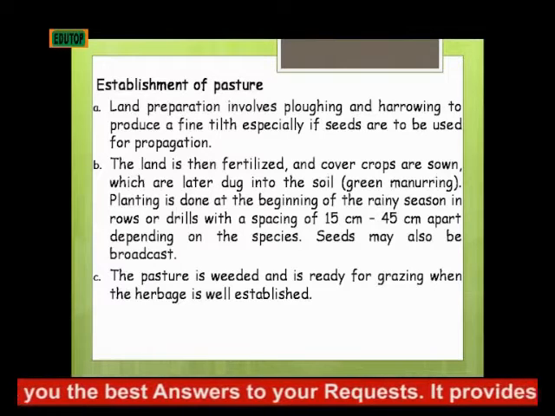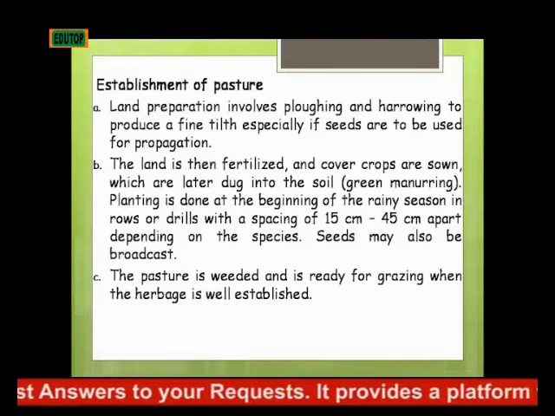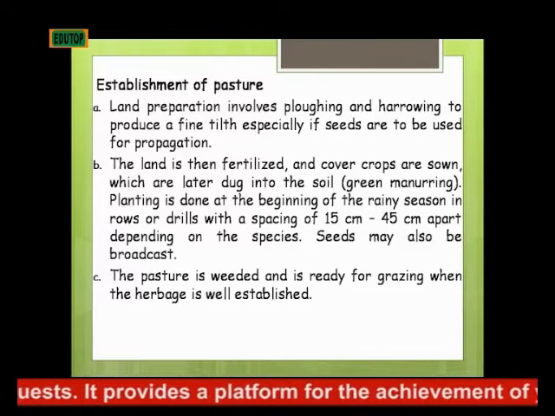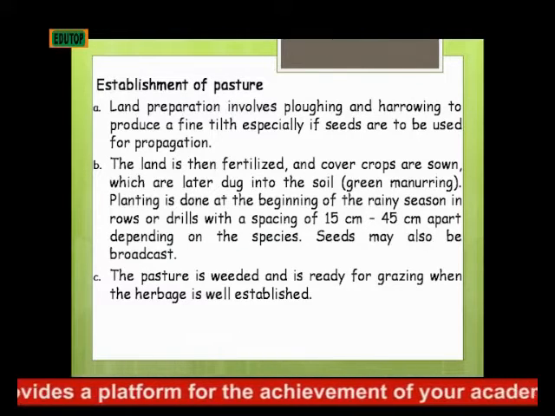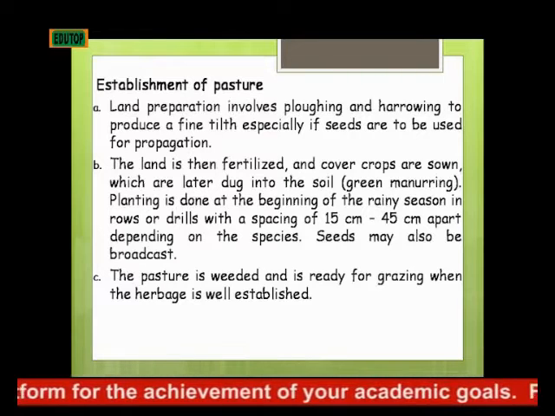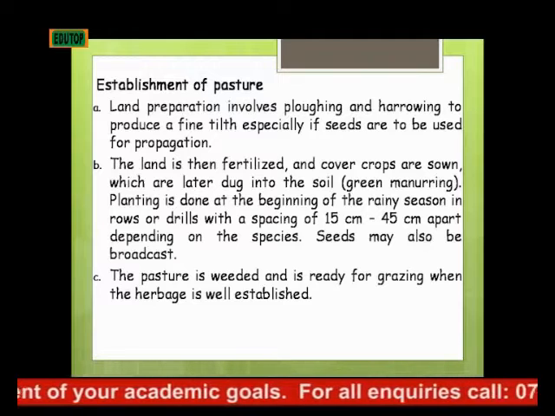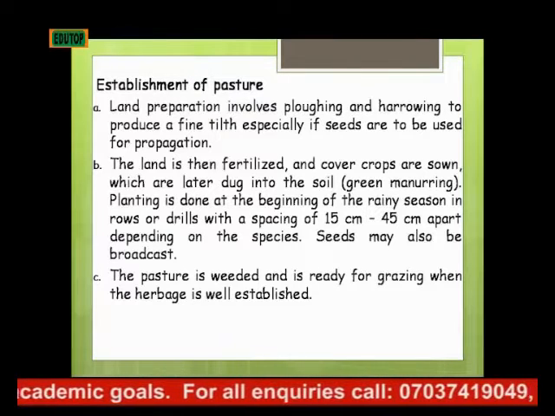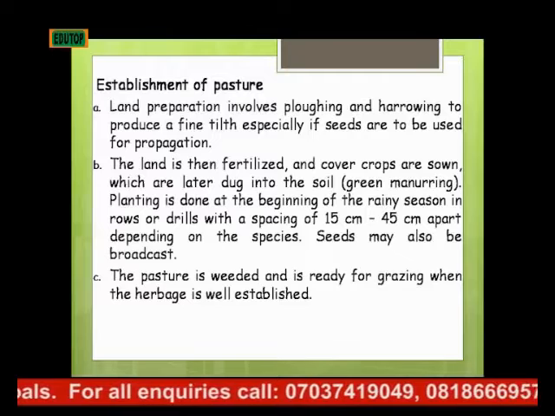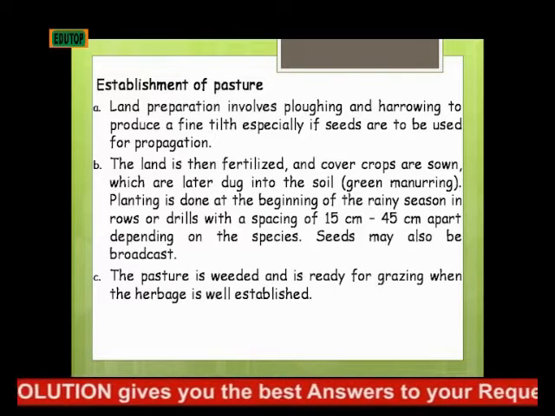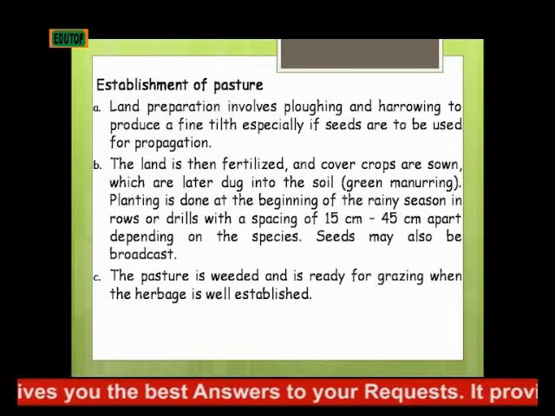The first one is land preparation, which involves plowing and harrowing to produce a fine tilth, especially if seeds are to be used for propagation. Then the land is fertilized and cover crops are sown, which are later dug into the soil, that is, for green manuring. Planting is done at the beginning of the rainy season in rows or drills, with a spacing of 15 cm to 45 cm apart, depending on the species.